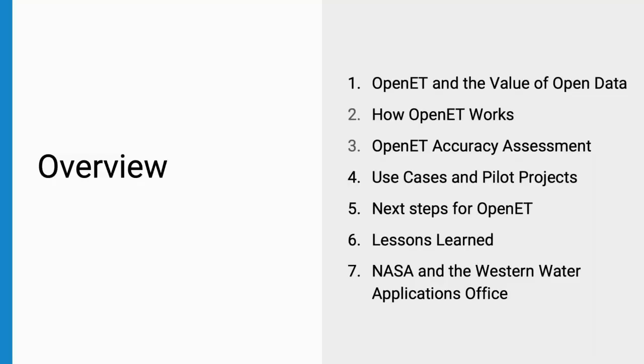So what I'll talk about today is I'll provide an overview of OpenET and talk a little bit about the value of open data and our objectives, say a bit about how OpenET works and provide a demo of OpenET. We'll provide a short summary of the accuracy assessment and intercomparison work that's been done for OpenET. We'll spend some time talking about the use cases and pilot projects that OpenET has been conducting, and then wrap up with some next steps for OpenET and lessons learned. I'll also say a little bit about the NASA Western Water Applications Office and the NASA Applied Sciences Program.